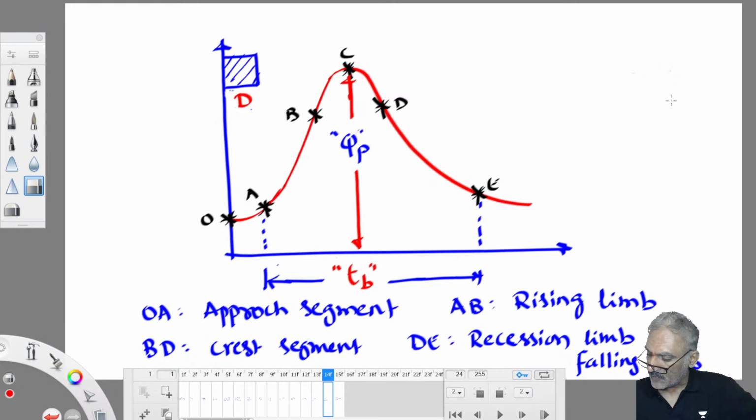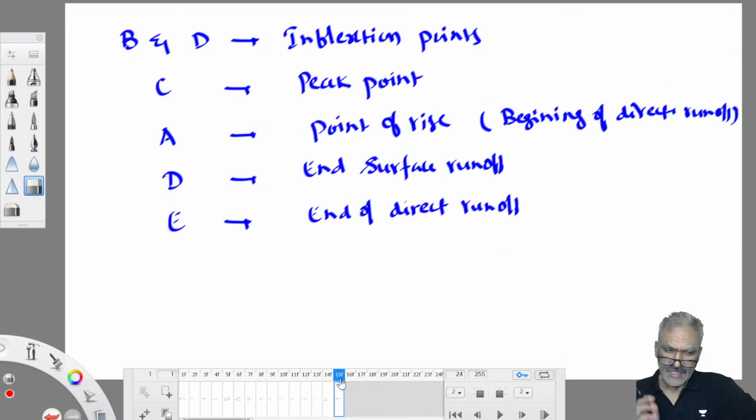So direct runoff contribution is for a very long period, whereas rainfall contribution is a short period. Rains are sporadic in nature. Sporadic means what? They instantly happen in a catchment and disappear. Rain just happens, disappears, but runoff continues for a long period, 24 hours, 48 hours, 72 hours sometimes.